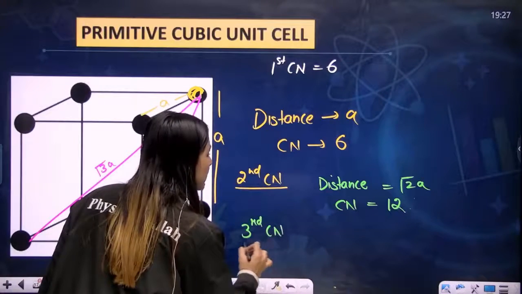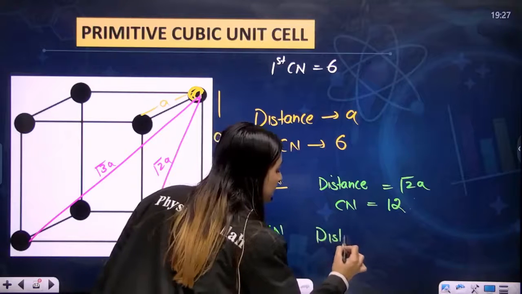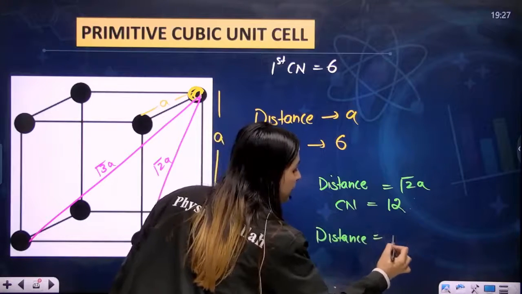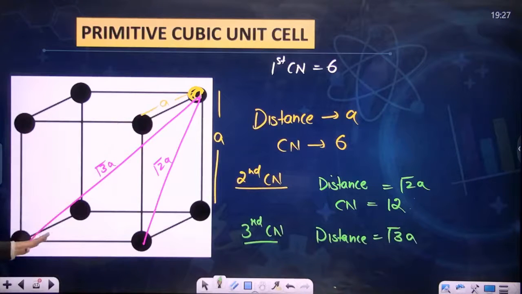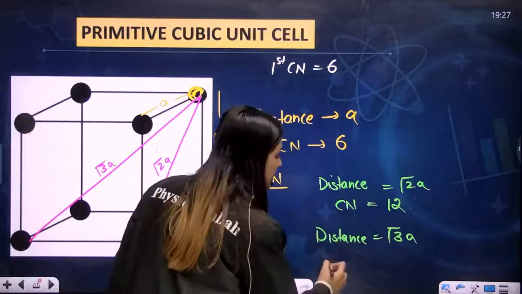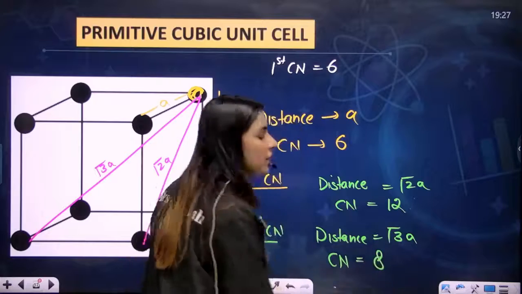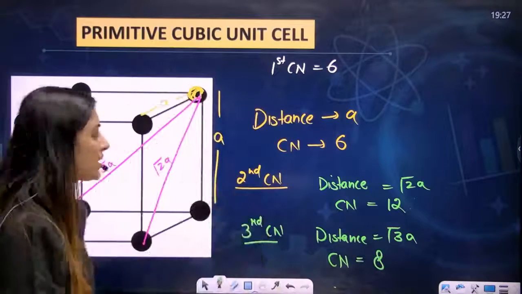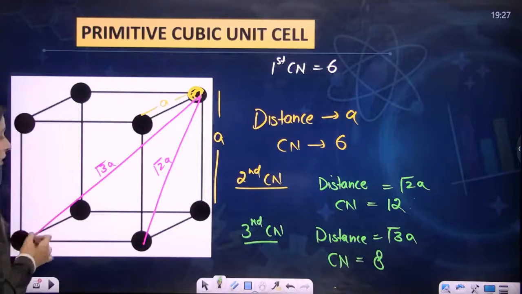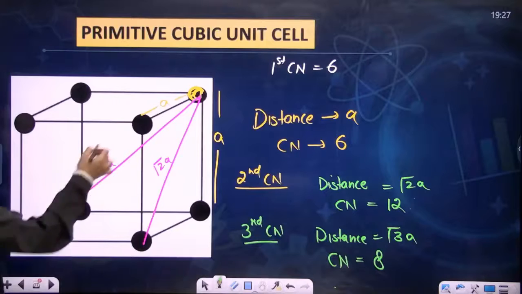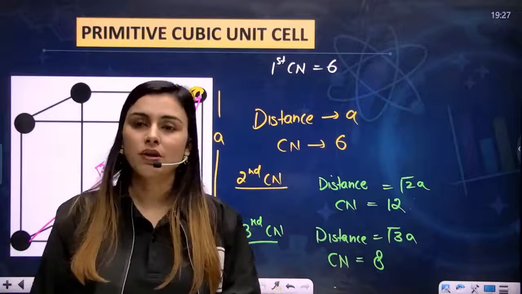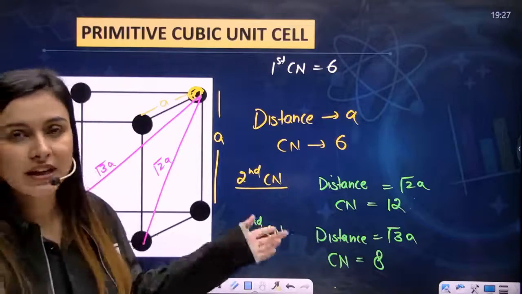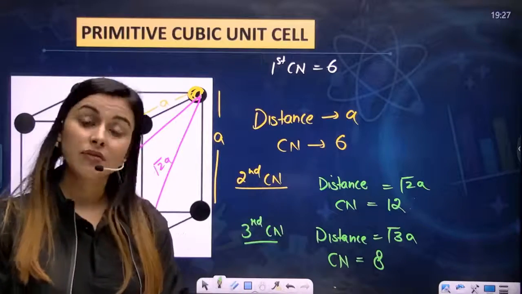The third coordination number, your distance is root 3A. Just check. This is the third nearest distance, root 3A. And since it is a multiple of root 3, the coordination number will come out to be 8. And if you see, my dear students, this is a body diagonal. One here, one in this, one there. Total 8 cubes, 8 corners, 8 body diagonals, and the coordination number will come out to be 8.